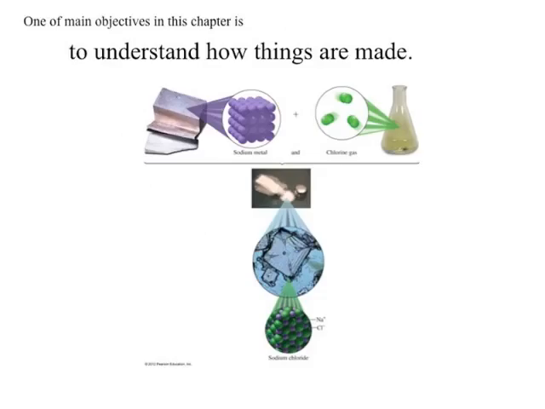Remember, in this chapter, the main objective is for you to understand how things are made. Some things are made of atoms. Sodium metal is made of sodium atoms. Some things are made of molecules. Chlorine gas is made of chlorine molecules, Cl2. And some things are made of ions, cations and anions. Let's move to the next slide.